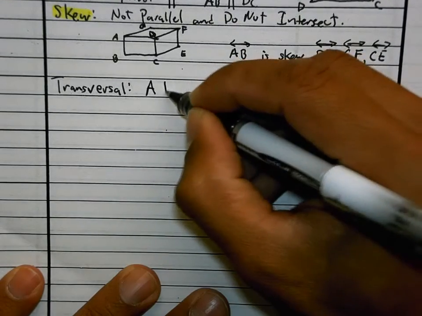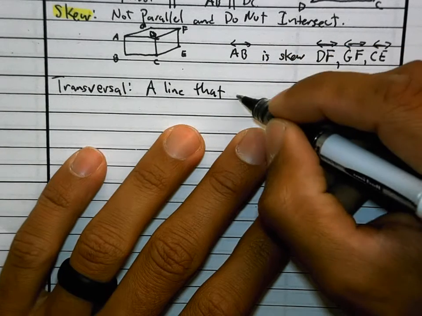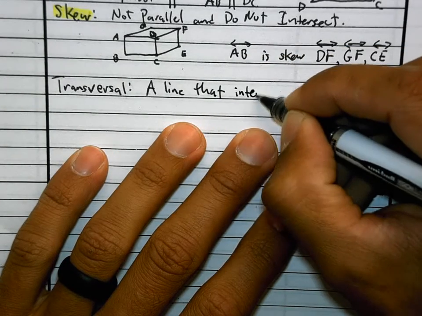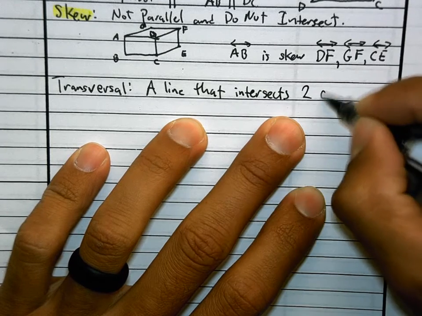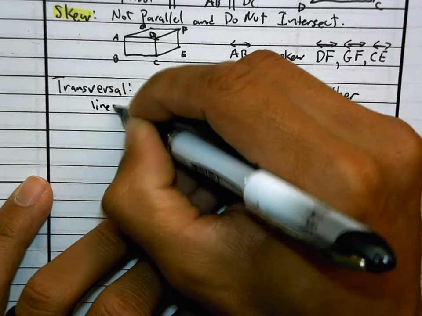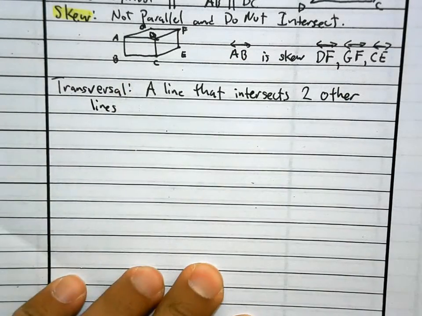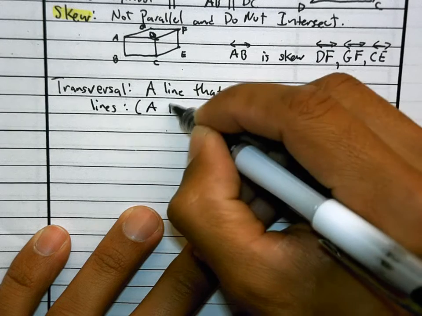A line that intersects two other lines. Think of it as a bridge.